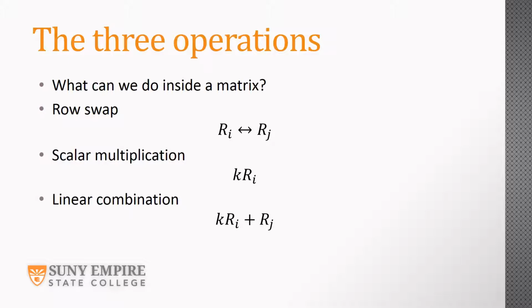The final row operation is linear combination, denoted as k multiplied by R sub i plus R sub j. This operation is much more involved. We multiply each entry in row i by a constant, and then add it to the corresponding entry in row j. One important thing to note is that the entries in row i stay the same. It is only in row j that the numbers change. Let's see some examples.